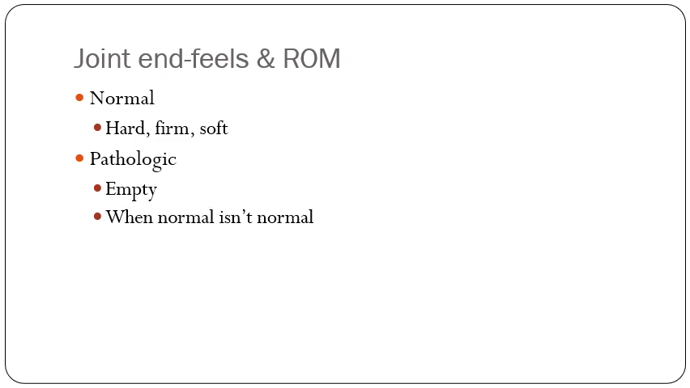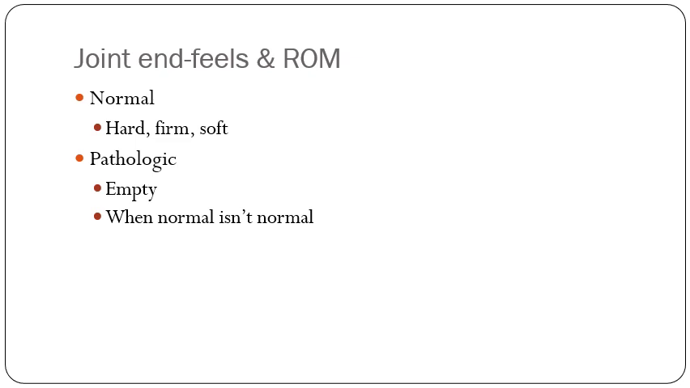Now, the other pathologic end feels we talk about, and this sounds kind of funny, is when normal isn't normal. All that essentially means is when you have an end feel that isn't supposed to be there. So for instance, when you extend the elbow, you should have a hard end feel. The reason why you have a hard end feel when you extend your elbow is because the olecranon hits the olecranon fossa. If, say, there's a soft end feel or a firm end feel, what that would tell you is that there is something wrong at that joint.